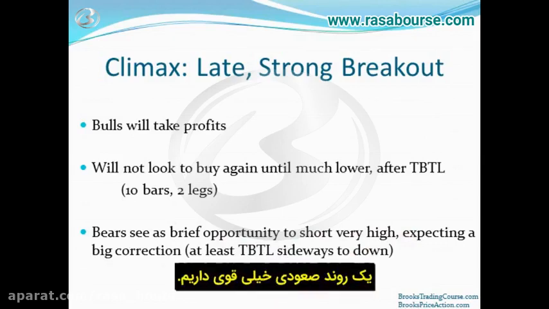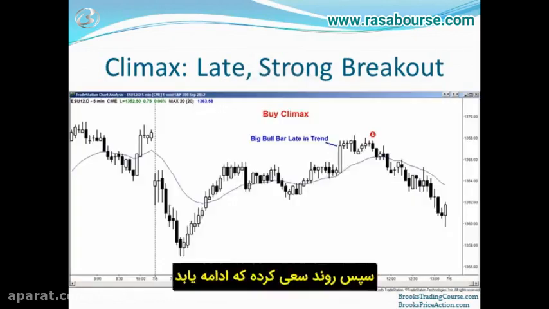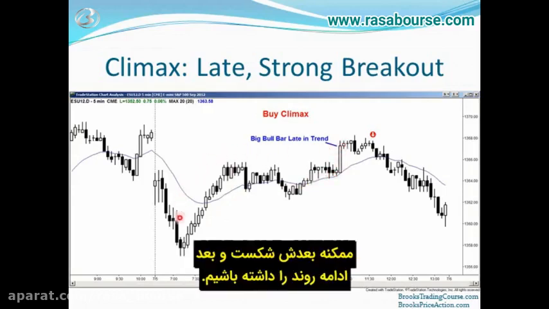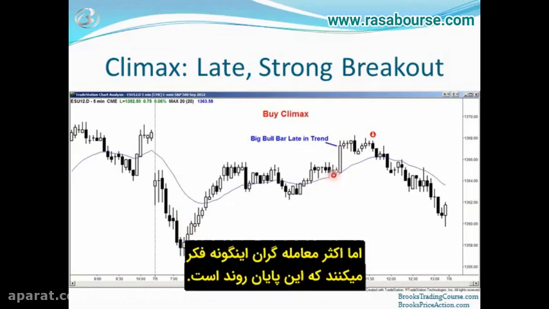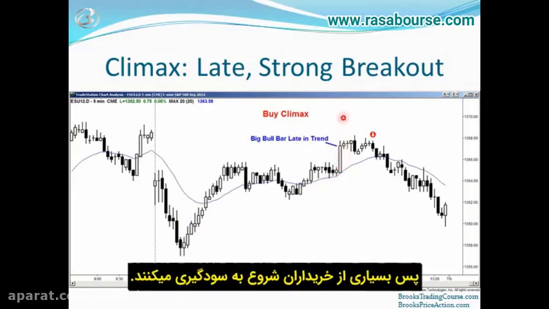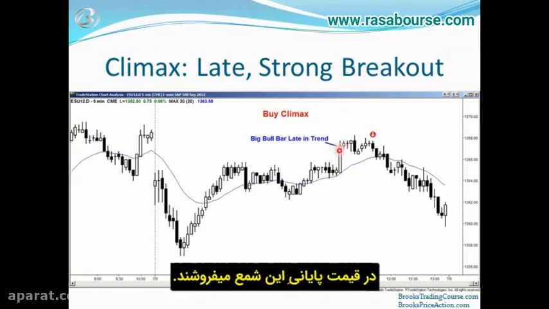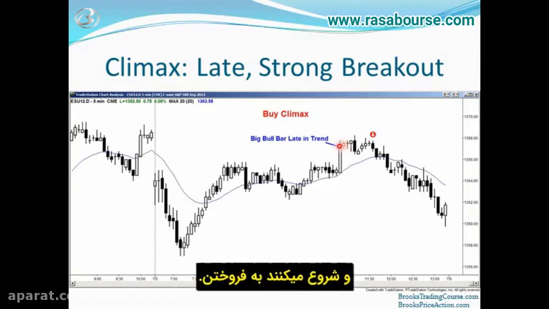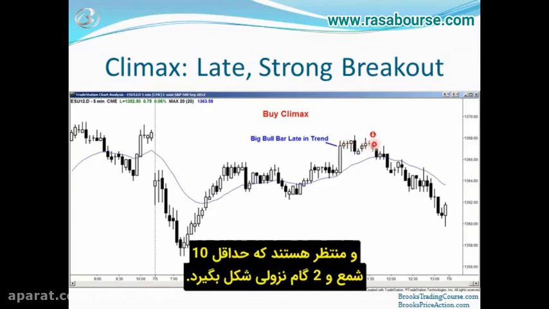Here's an example: a very strong bull trend, and the trend's trying to resume, and we have the best looking bull bar of the entire trend occurring 30 or 40 bars into the trend. It might lead to a breakout and a resumption, but a lot of traders will wonder if it's an exhaustive end of the trend. So a lot of bulls will start taking profits on the close of this bar all through here. Bears will wonder if it's the end of the trend as well, and they'll start to short, expecting at least 10 bars and 2 legs down.